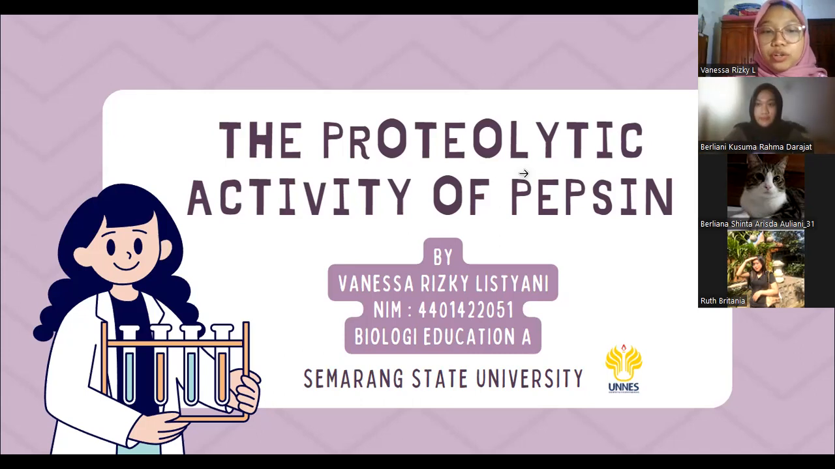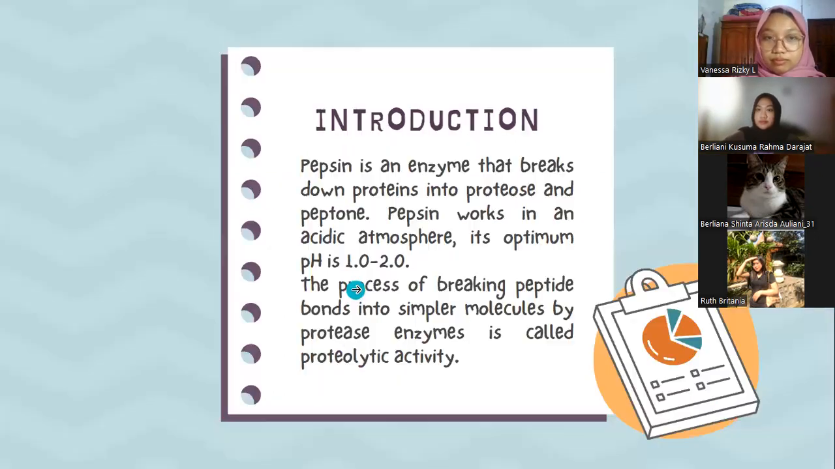Okay, I'm ready to show you my presentation and my result. For the first slide, it's an introduction that contains: pepsin is an enzyme that breaks down proteins into proteins and peptides. Pepsin works in an acidic atmosphere. Its optimum pH is 1.0 to 2.0. The process of breaking peptide bonds into simpler molecules by protease enzyme is called proteolytic activity.